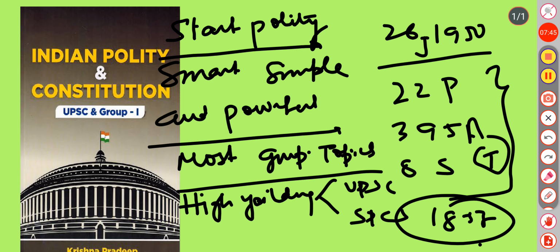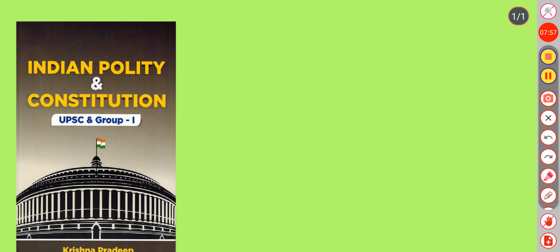So I think it is clear to you. Now next, administrative and legislative reforms after 1857. So this is crucial for everyone, right. So under this Government of India Act 1858, right.